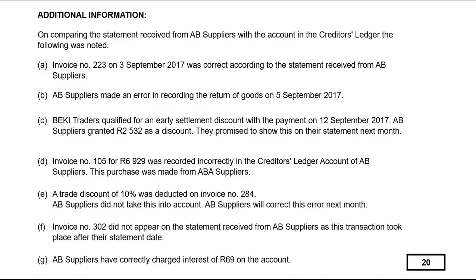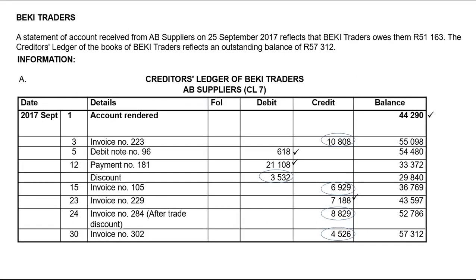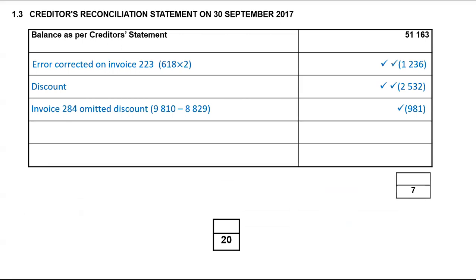For F, invoice 302 did not appear in the statement received from AB suppliers. It says this transaction took place after the statement. So we're going to go to the reconciliation statement and increase it by that invoice. Let me just check how much the invoice is. It is 4,526. You go straight to the creditors reconciliation statement and increase our account there by that 4,526.